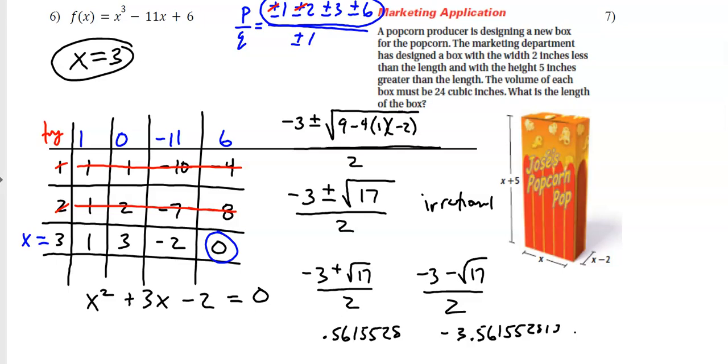So if we were to put this into Desmos, we should see those places as crossing points. Let's try it. x to the third minus 11x plus 6.